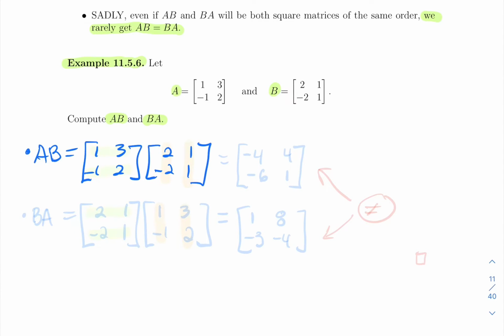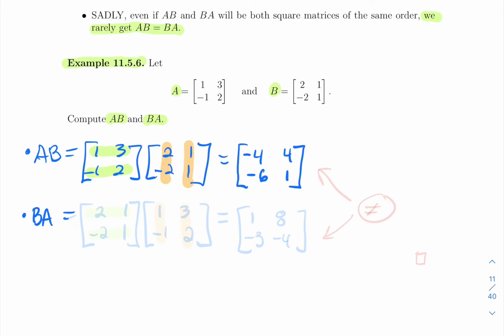So I like to always circle the rows of the left matrix. In this case, A, so 1, 3, minus 1, 2. And then the columns of the right matrix, so 2, minus 2, and 1, 1. And now let's do the dot product. I like to do it column-wise. So taking the first column down to row 1 and row 2 using the dot product. So 2 times 1 plus 3 times minus 2, that's minus 4. And then 2 times minus 1 plus minus 2 times 2, that's minus 6. And then the second column going down. So 1 plus 3, that's 4. And then minus 1 plus 2, that's a 1. So that's the product AB.